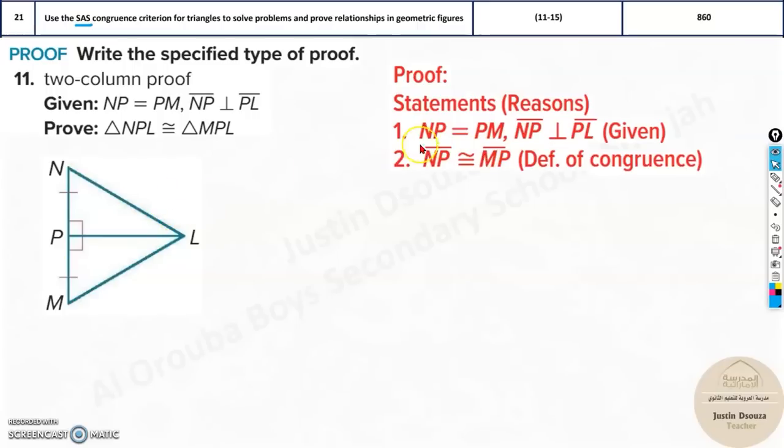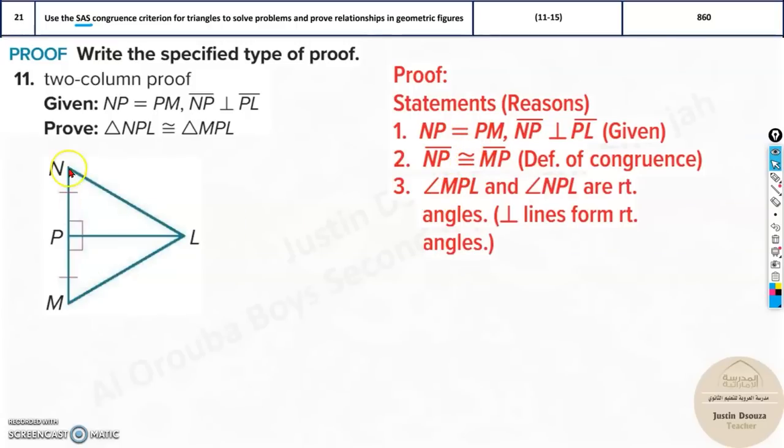From this, NP equals PM, that means the lines are congruent to each other. If this is phi, this is phi. That's what equal to means. That means these lines are congruent as well. That's the definition of congruency. Equal means the lines will be congruent.